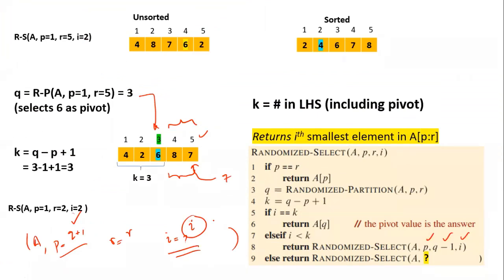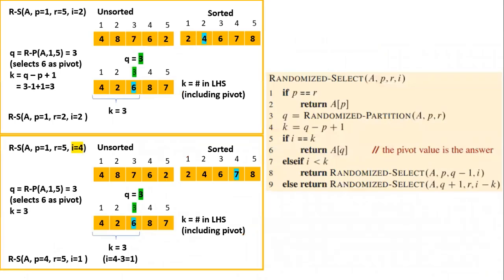So in this case, I'm not sure if I missed a slide, but you would have Q plus 1, R, and then I minus K. Why are we subtracting K from it? Because these are all the elements which have to be excluded, because we've already got the K smallest elements. Now only the elements which are bigger than K are there. So we have to take the I minus K smallest element from this subarray.